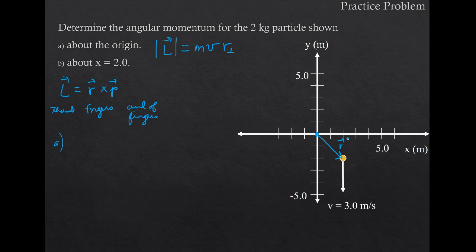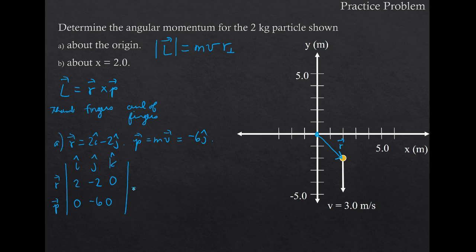So R would be right here. R would actually be 2i hat minus 2j hat. And then P would be equal to mv. Okay, so m is 2 and v is 3, so P would be negative 6 j hat. Now we want to set up our cross product: i hat, j hat, k hat, and R and P. So we have 2, negative 2, 0, and 0, negative 6, 0.